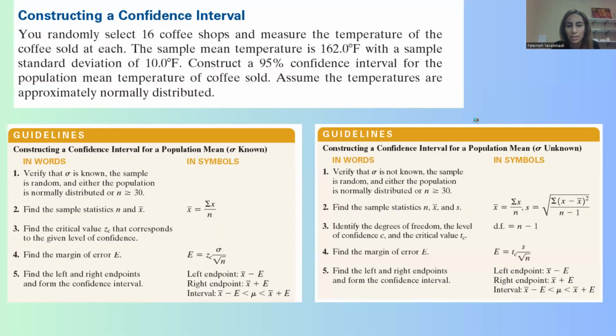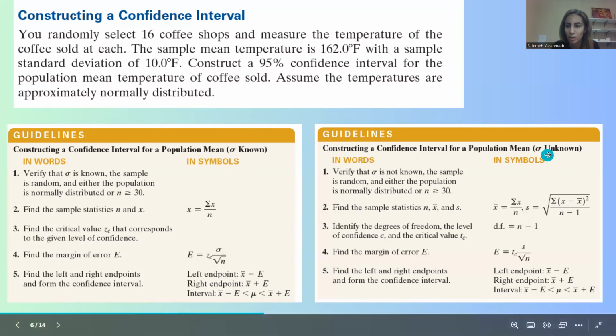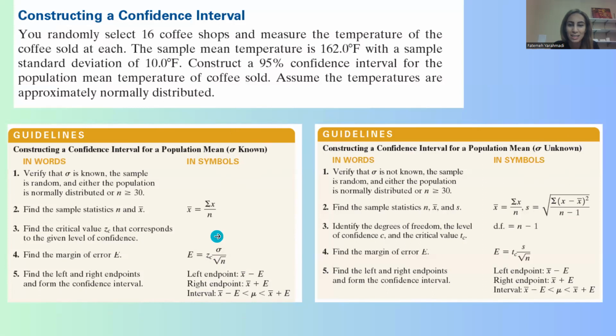So to build a confidence interval for population mean, we have two options. If sigma is given, we're going to follow these steps. If sigma is missing, we're going to follow these steps. If sigma is given to you, you're going to use Z. If sigma is missing, you're going to use T.